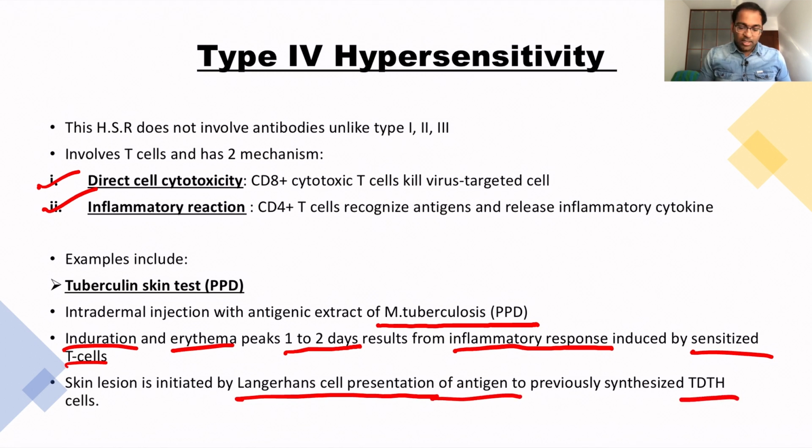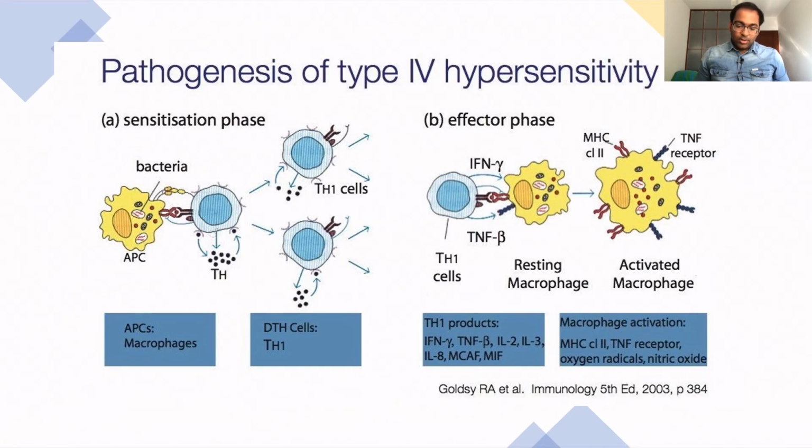Now the skin lesion is initiated by the Langerhans cell presentation of antigen to the previously sensitized TDTH cells, right? Now this is the same thing that I showed you in the diagram. We have the sensitization phase where we have the antigen presenting cell interacting with the T helper cell, and then the T helper 1 cell will in the effector phase activate the macrophages. That leads to secretion of pro-inflammatory cytokines.